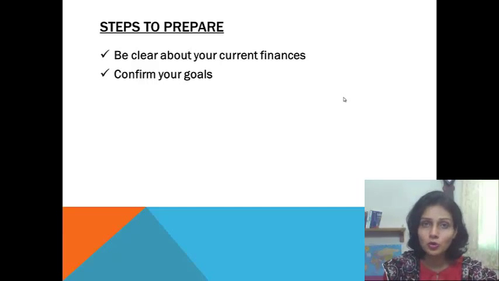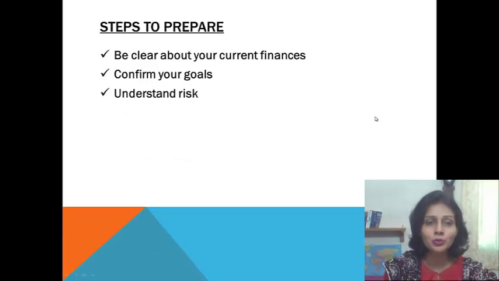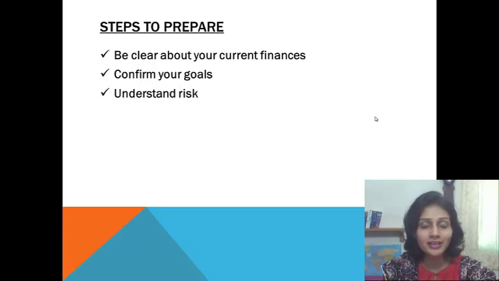What are your short-term goals? What are your medium-term goals? What are your long-term goals? Lastly, you have to understand risk. You have to know what kind of an investor you are. Are you a conservative investor? Are you a balanced investor? Or are you an aggressive investor?